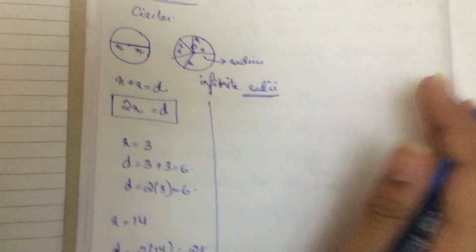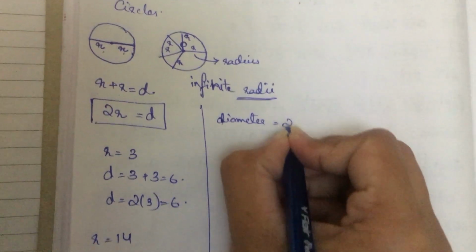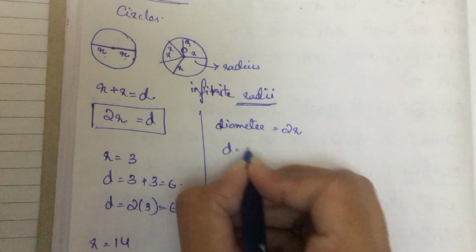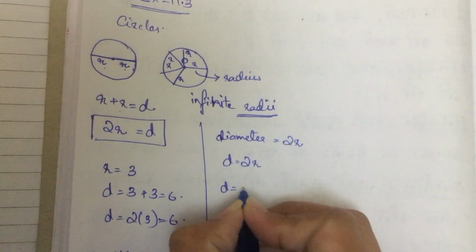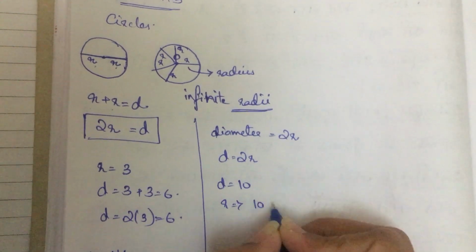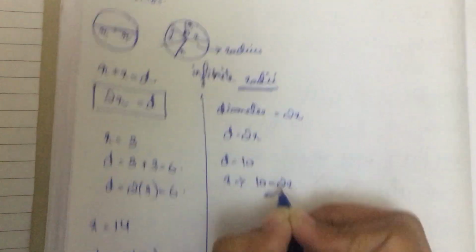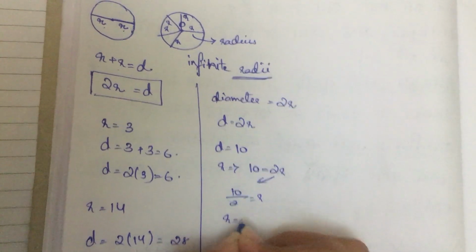Likewise, you will have questions when the diameter is given. Diameter is equal to 2 times the radius, so d is equal to 2r, you already know. Now the diameter is given, d is equal to 10. What is the radius? The formula is 10 is equal to 2r, so 10 by 2 is equal to r. Half of this we are supposed to do, so r will be 5.